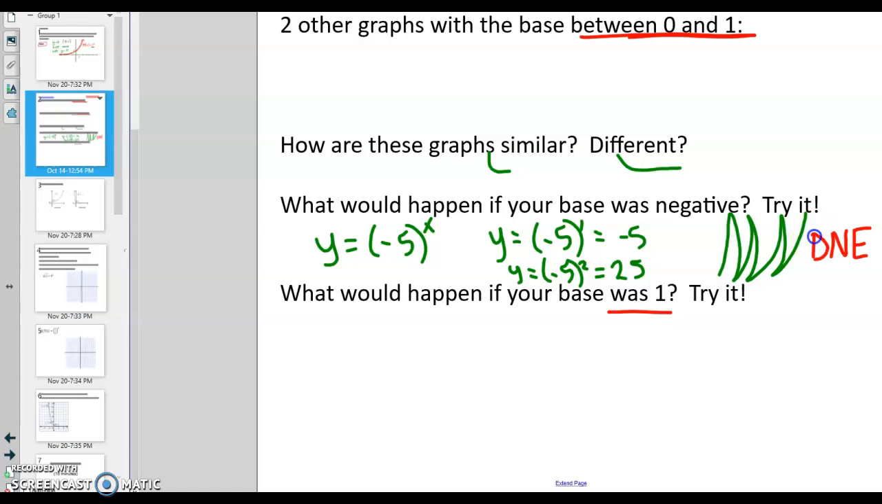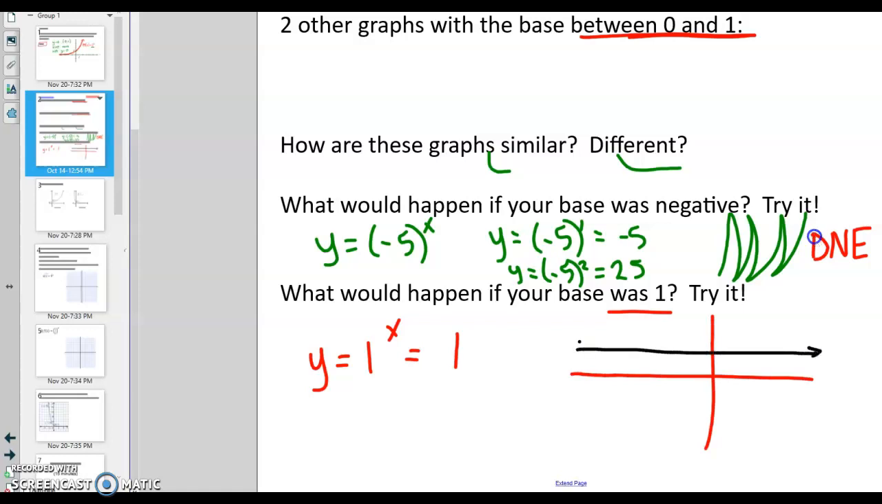So again, with a negative base, we'd say it does not exist. But if your base is 1, this would be like 1 to the power of x. Remember that you can multiply 1 by itself as many times as you want, and you'll always get 1. So if your base is 1, you're just going to get a linear function that hits a y value of 1.